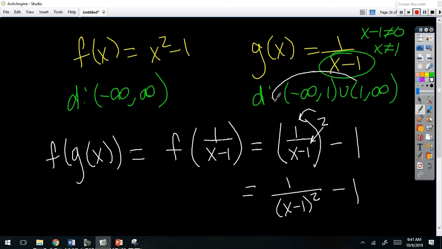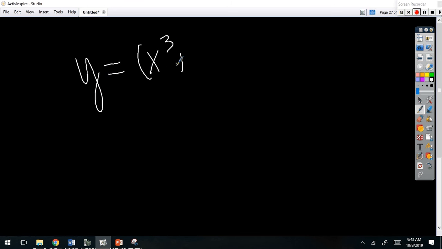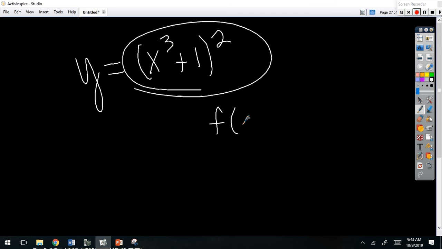Why are you confused? On your homework. So let me show you this real quick. If I told you that I had this function, y equals x cubed plus 1 squared. And I told you that this was the result of a composition. So this is what I got when I did f of g of x. What's f and what's g?